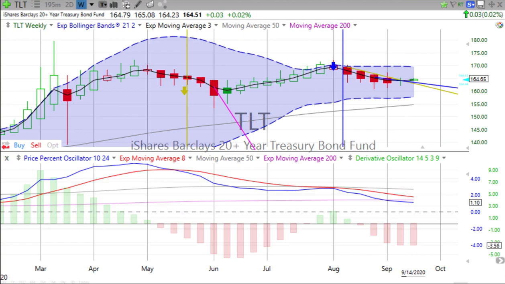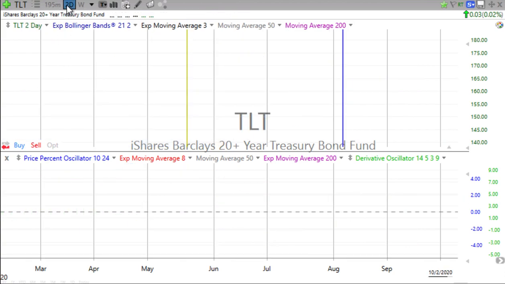So let's look at what's going on in bonds. We see bonds are up just a little bit in after-hour trading, 0.02%. What do we see when we look at the weekly chart? We see where things have sort of stabilized in bonds, trying to move up. We see the price percent oscillator still negative and heading down. Derivative oscillators almost flat.